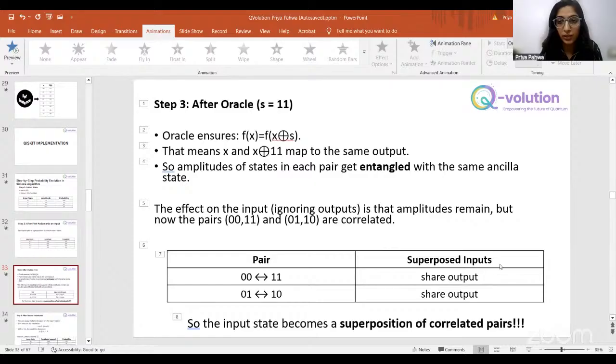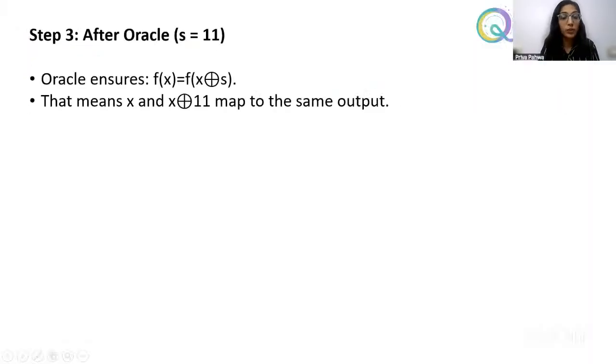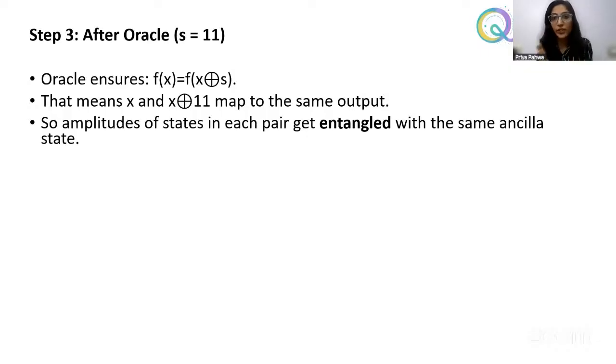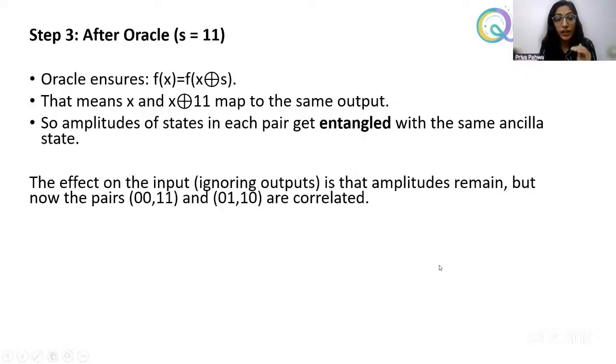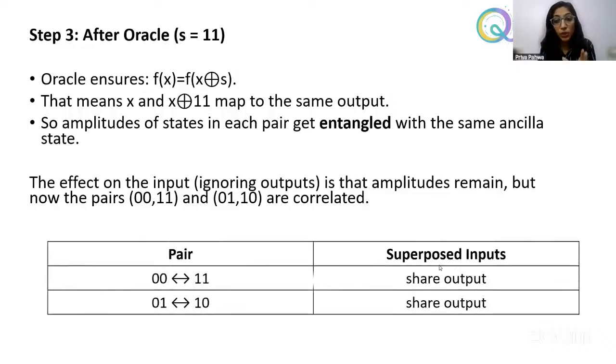Next, what happens after the oracle? This is the major thing which you need to get. After the oracle, the oracle ensures that the function follows x XOR s, where s is the period, and this maps to the same output. So when you solve it mathematically, you will see that these pairs get entangled with the same ancilla. The effect on the input is that the amplitudes remain, but now these pairs become correlated. That's why we were seeing the two outputs.